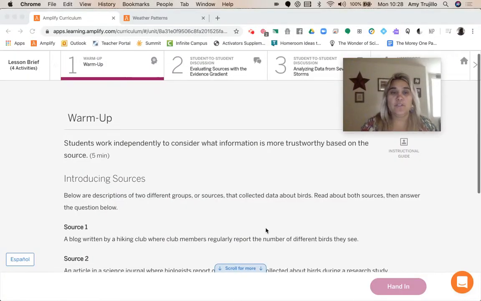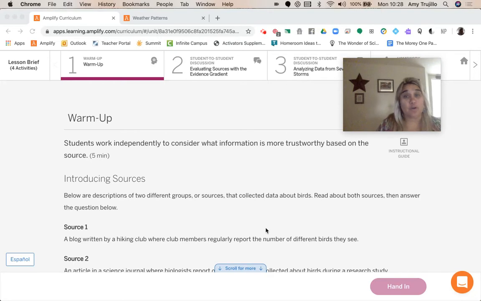All right, guys, so let's get started with our warm-up. Below are descriptions of two different groups or sources that collected data about birds. We're going to read both sources and then answer the questions below.